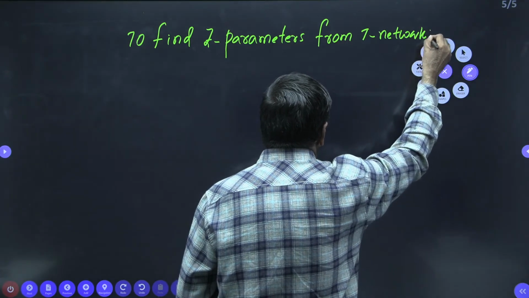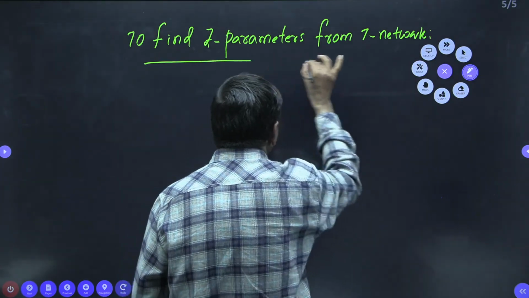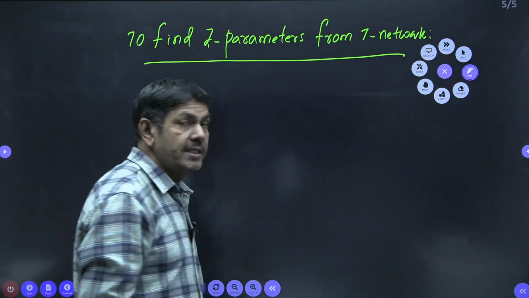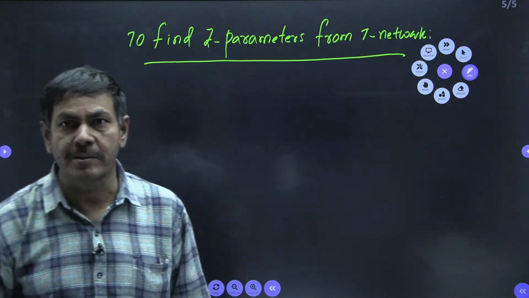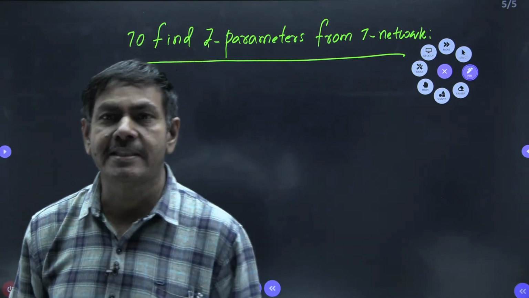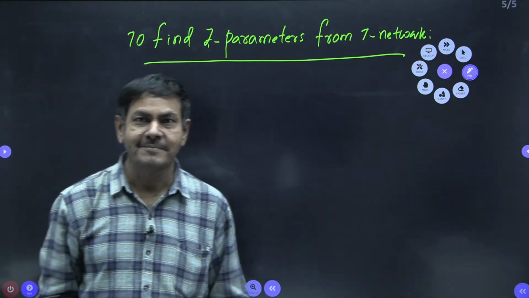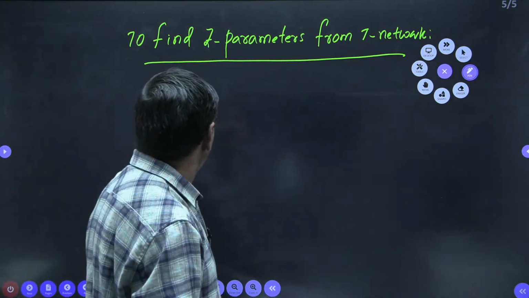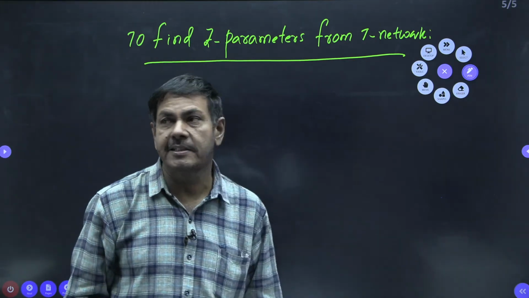When you are given any T network, what's the way to get Z parameters? That is more important. Nikhil Gaurav. Good evening, sir. Good evening, Nikhil. Good evening. Yes, how to find the Z parameters from the T network?